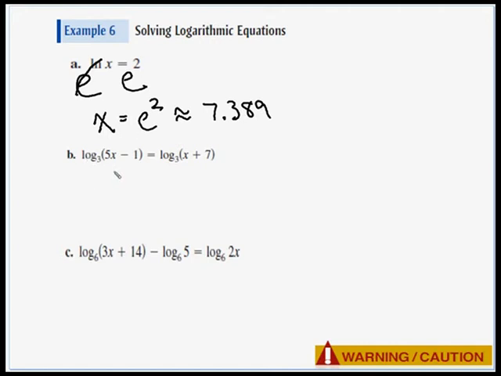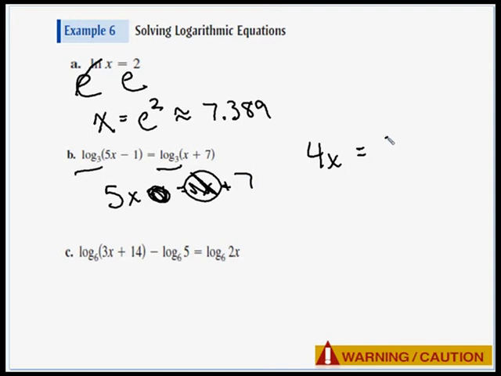In letter B, we have log base 3 of the quantity 5x minus 1 is equal to log base 3 of the quantity x plus 7. Here we're not going to have to exponentiate each side. We have log base 3 equal to log base 3, so by the one-to-one property, we know that 5x minus 1 is equal to x plus 7. Let's subtract x from each side, so this comes down to 4x. Let's add 1 to both sides to get rid of this minus 1. 7 plus 1 is 8. So now we have 4x equals 8, and dividing by 4, x is equal to 2.